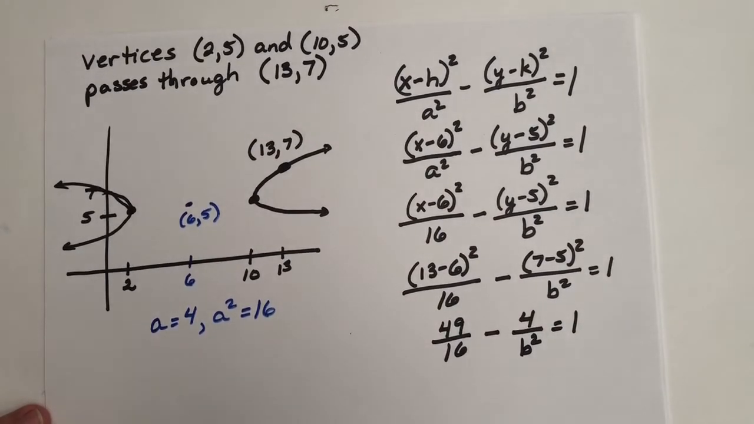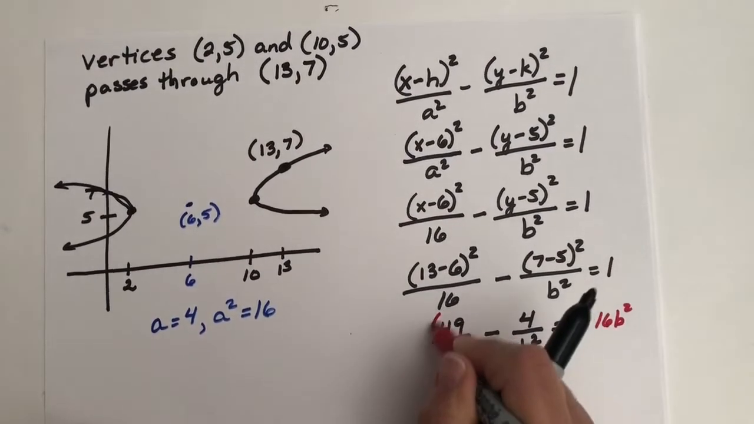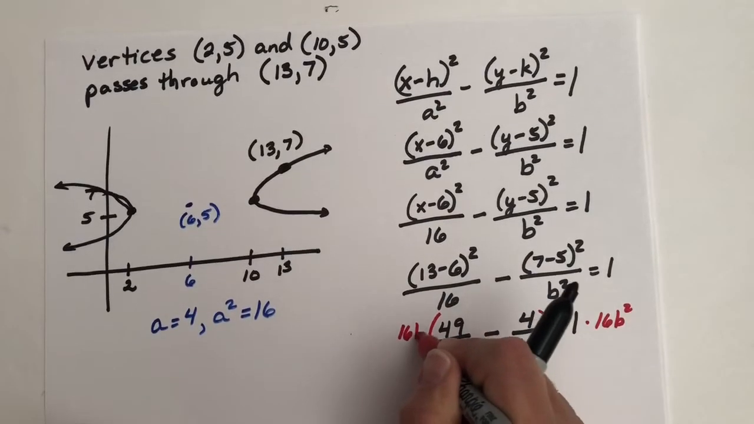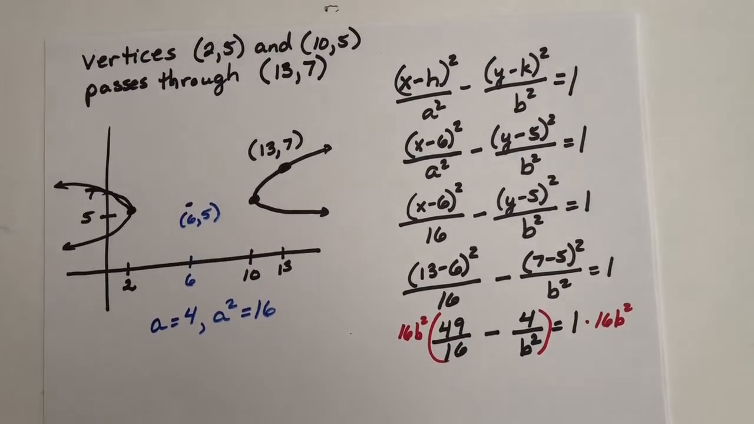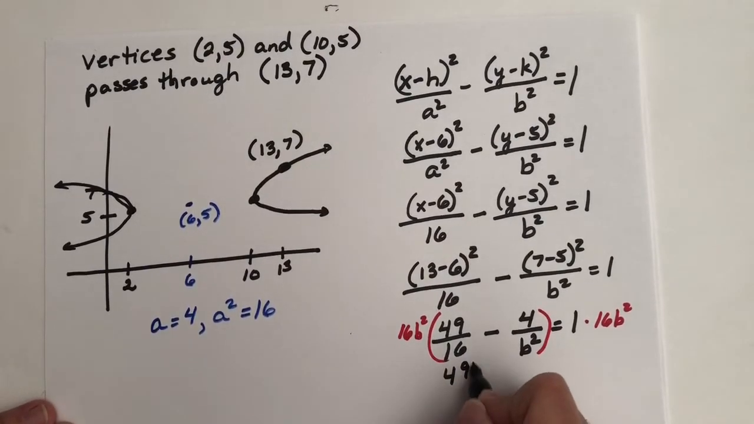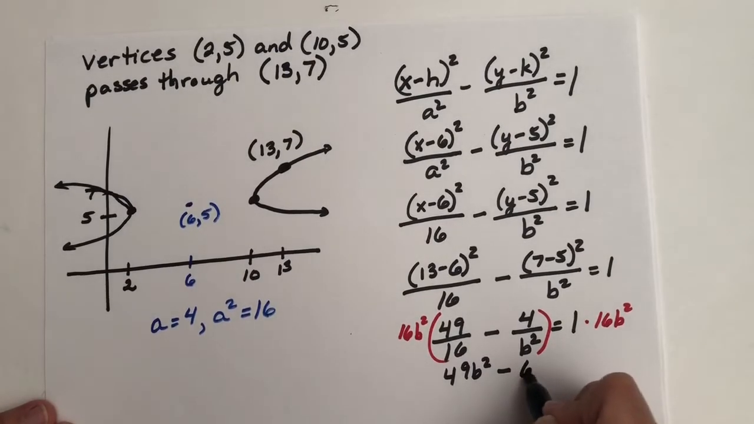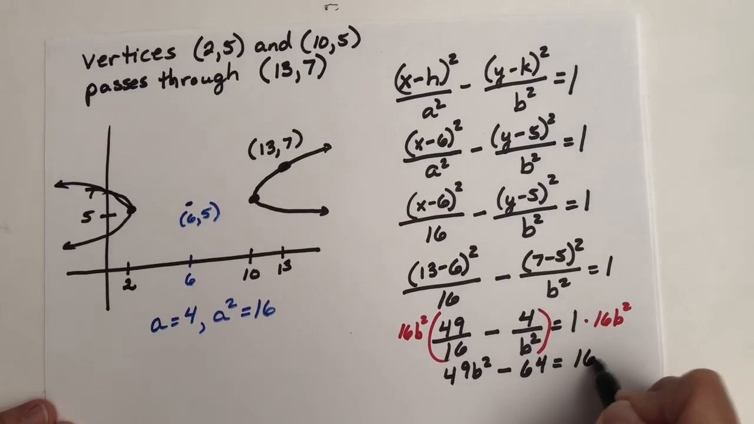We have a couple of different ways to solve this equation. You could subtract 49/16, or you could multiply both sides by 16b squared, which is what I'll do. I'm going to multiply both sides by 16b squared and just eliminate the denominators. If I do that, I have 49b squared minus, the b squareds cancel here, 64 equals 16b squared.